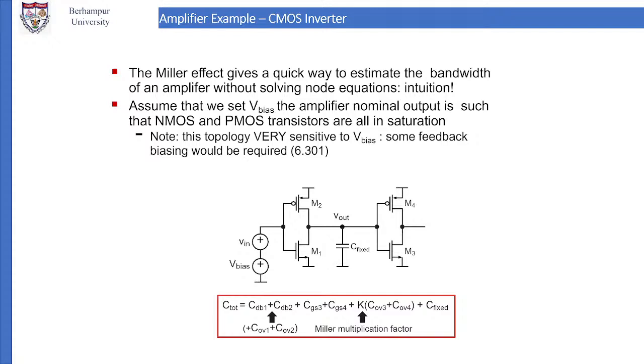That gives you C in and C out that we discussed earlier. C in and C out come from these two. CDB1 plus CDB2 gives you C in for the first one. Similarly for the second one, CGS3, CGS4 gives you the capacitances for the output. Now GS, you know, G is for gate and D is for drain.